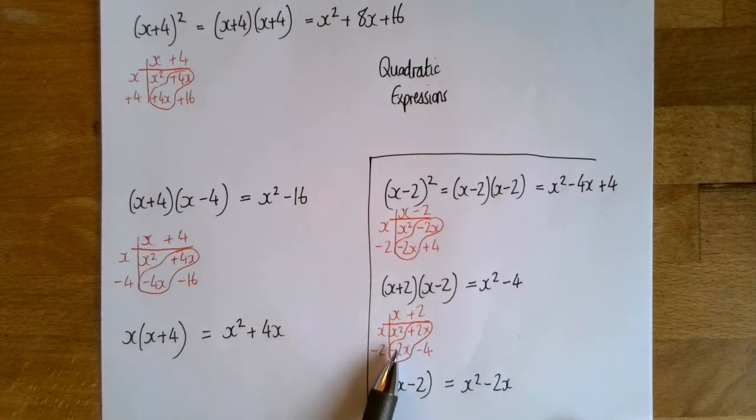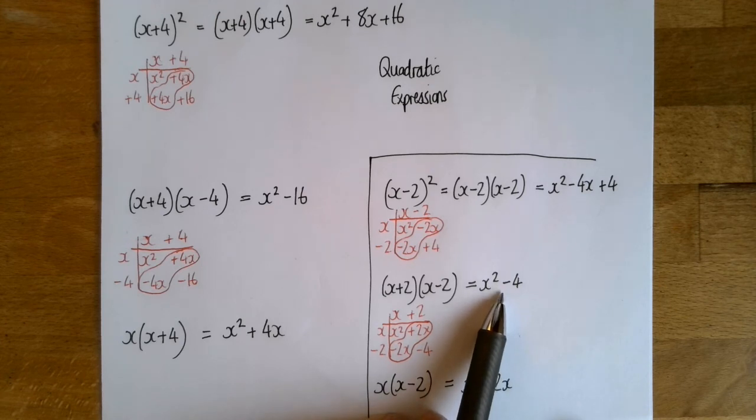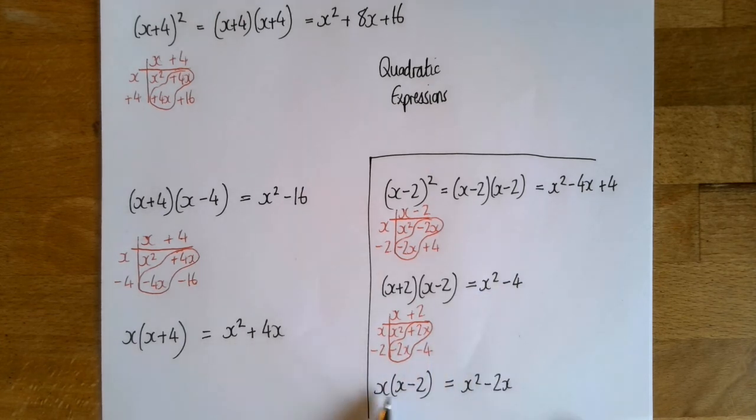Magic one here, because when you peanut, the plus 2x and the minus 2x mean you've got no x's. So you're just left with your x squared and your minus 4, because you've got a plus 2 times a minus 2. So that's minus 4. And then this was just a single bracket. So x times x is x squared, and x times minus 2 is minus 2x.